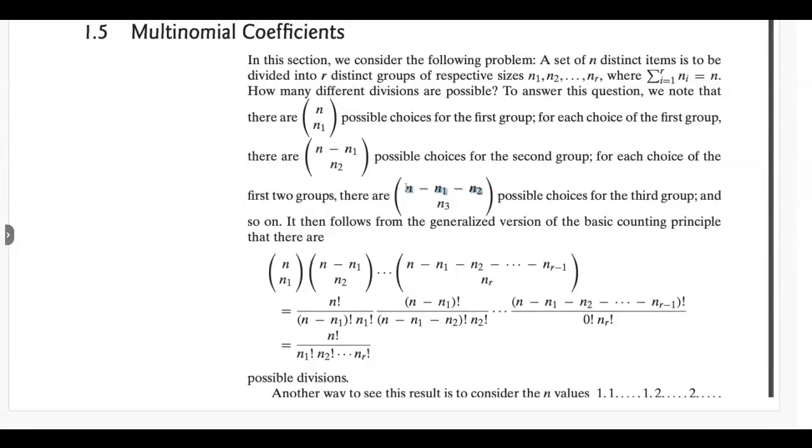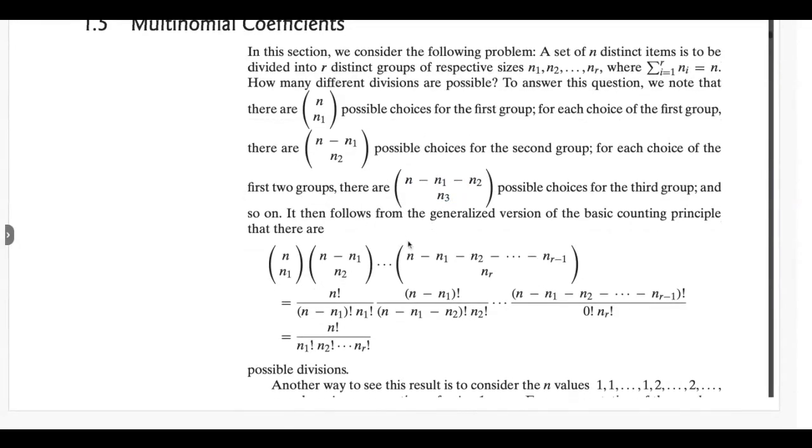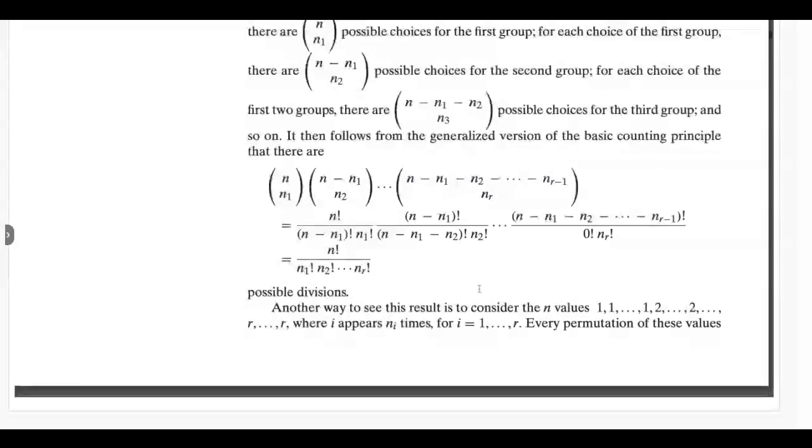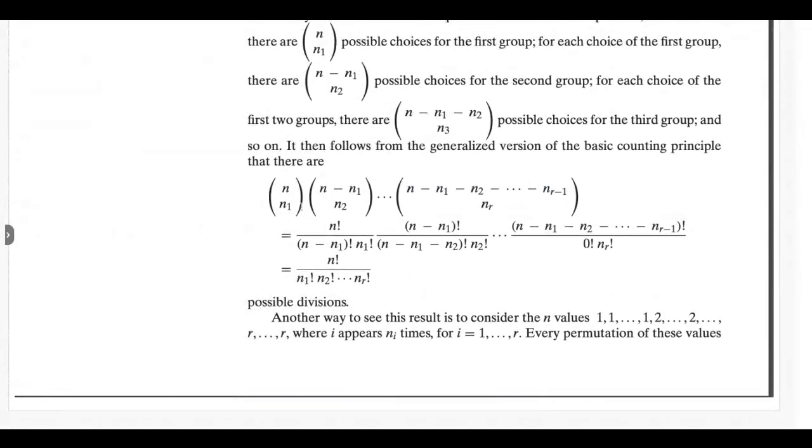And so on and so forth. The third group will be from n minus the number in the first group and the number in the second group. Out of the rest of them, we want to choose n3 for the third group, and so on. The last group will be out of n minus n1 minus n2 minus up to nr minus 1. Out of those people, we want to choose nr. Then we can do the calculation. By the counting principle, we multiply the choices in each step, we simplify some terms, and in the end we get this nice formula.